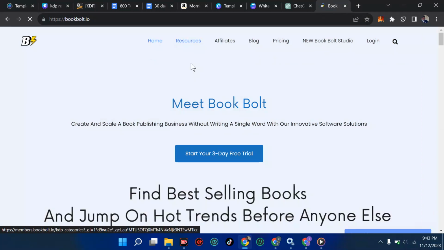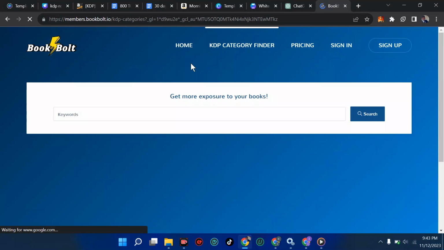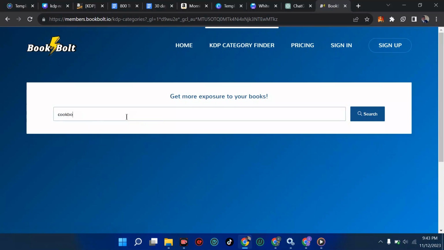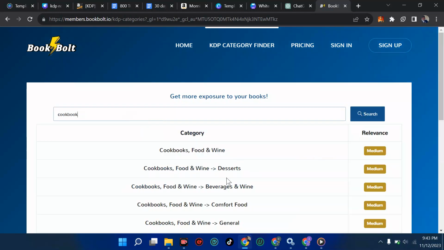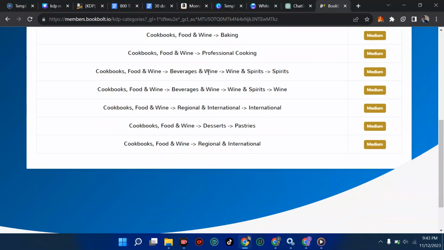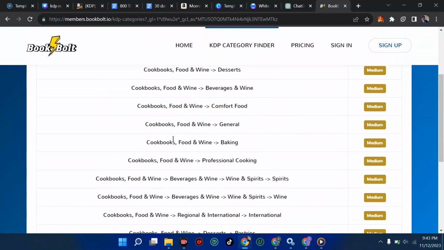Then when it comes up, let's say I'm talking about a cookbook and I'm looking for where it should be. It's going to tell me, see, cookbook, we can move them. Cookbook, food and wine, beverages, wine and spirit, wine, all this, trying to tell me where I should place my book.